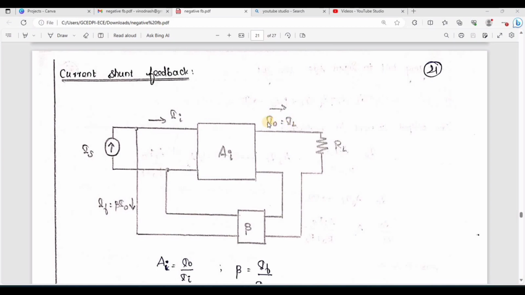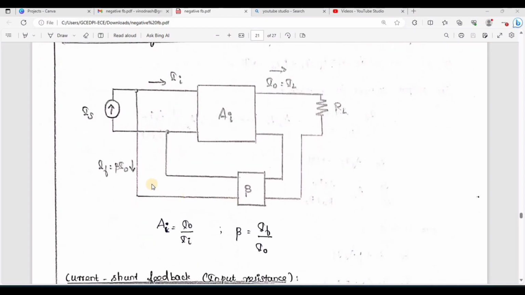Here I0 is in this direction, the opposite direction, and IL is towards the right side. So I can write AI is equal to output current divided by input current, and beta is equal to IF divided by I0, where output is IF and input is I0.